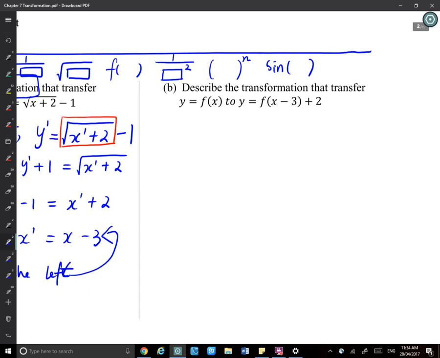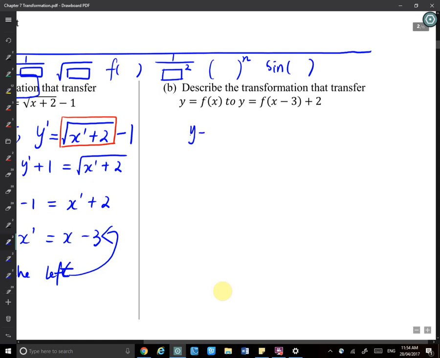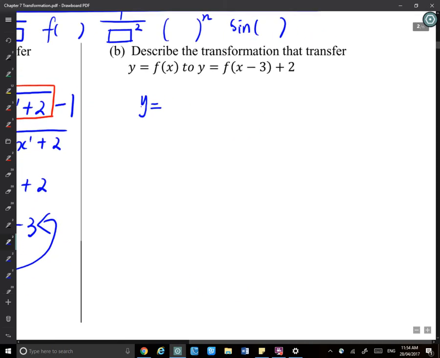Okay, describe the transformation that transfers y equals f(x) to y equals f(x minus 3) plus 2. So first I will write those two equations. Distinguish between the new one and old one. The new one must be in terms of x dash, y dash. So it's f(x dash minus 3) and plus 2.